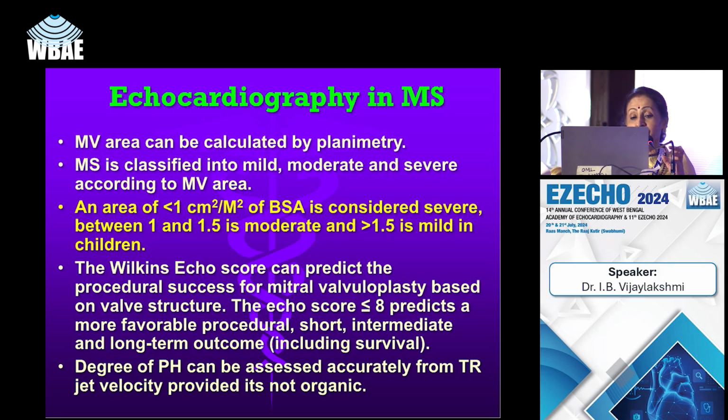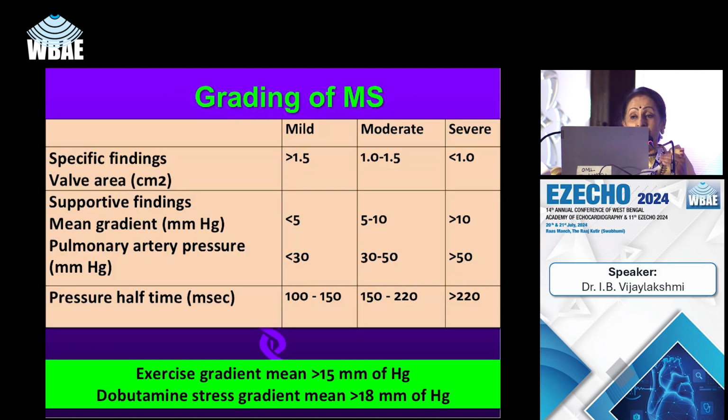And the degree of PH also is very important, and that can be done with the TR, provided the TR is not an organic one. So gradient, you all know: mild, moderate, severe, depending on the valve area and the gradient, and also pressure half time. Instead of sticking to one, you have to go for multiple parameters and take the average. An exercise gradient of more than 15 millimeters of mercury, or a dobutamine test gradient of more than 18, is very significant, and they require the intervention.